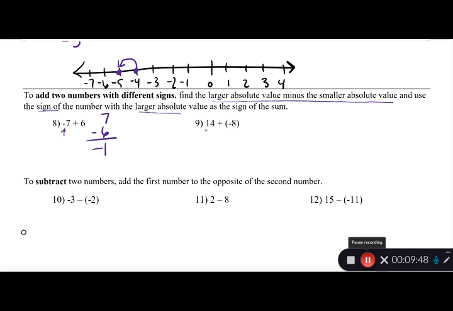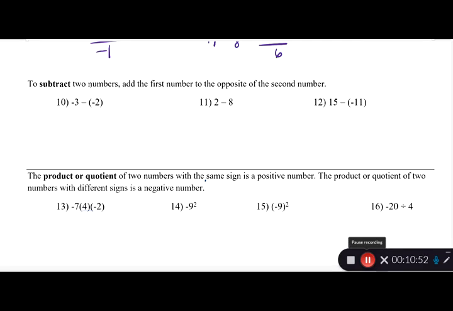Here, the absolute value of 14 would just be 14. The absolute value of -8 is 8. So which one is larger? The 14. I'm going to do 14 minus 8, right? Which gives us 6. And then we look at the sign of the number with the larger absolute value, which was 14. It was positive, so it is +6. Going back to the money idea, if I have $14 and I spend 8, I have 6 left over. I still have money. I didn't spend all of my money.